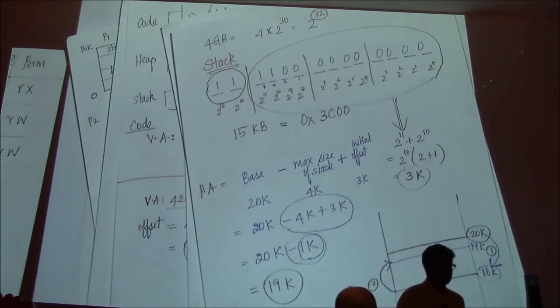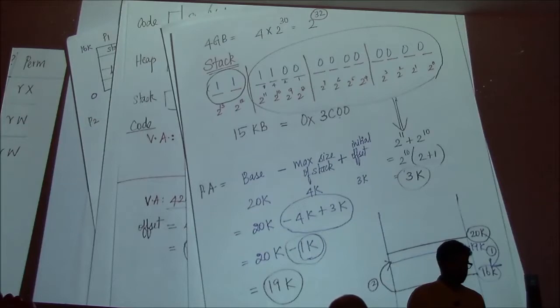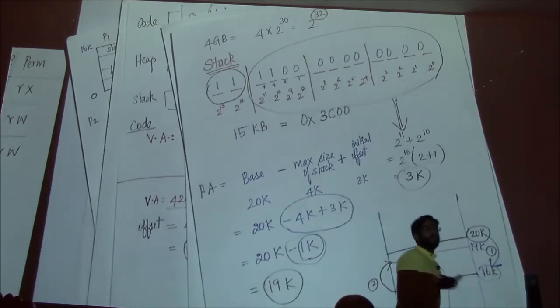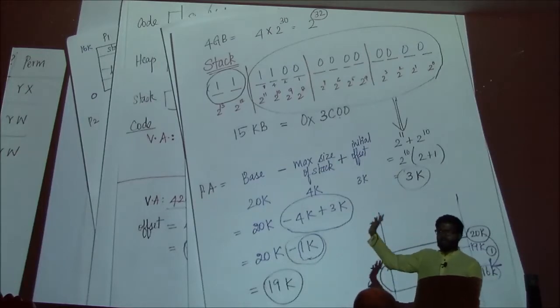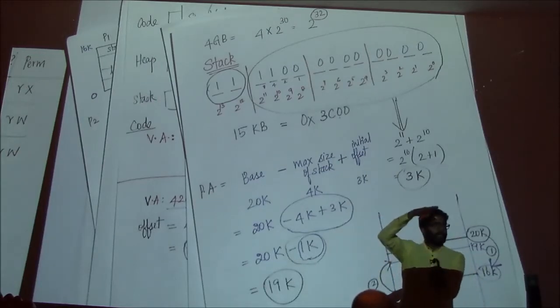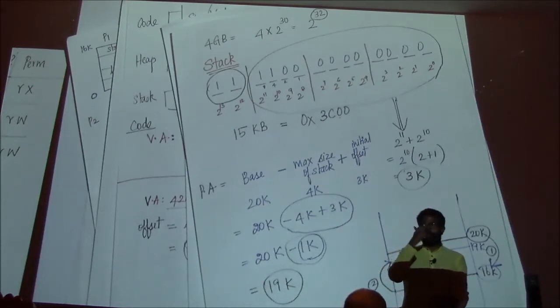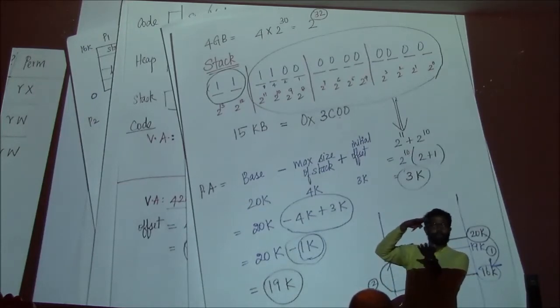Why would the bound be less than the size of the segment? The reason the bounds would be less than the maximum size of the segment is because the bounds in a segmentation scheme does not give you the entire size of the particular segment, but it just gives you the length of the size of the valid addresses in that particular segment.